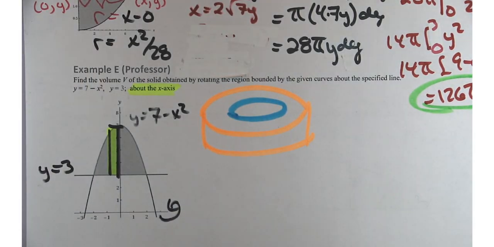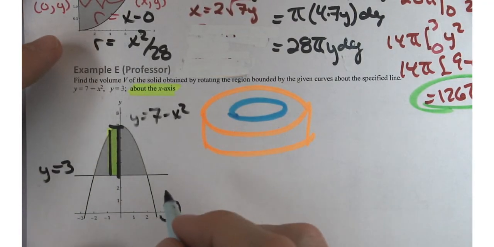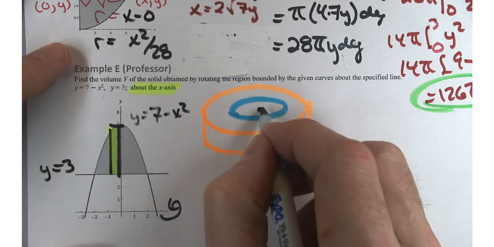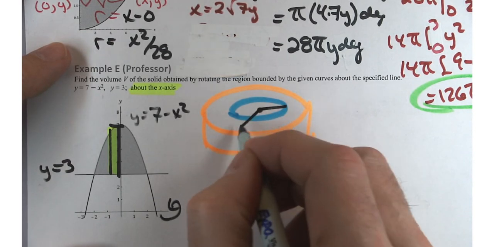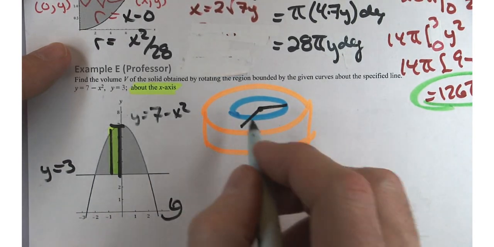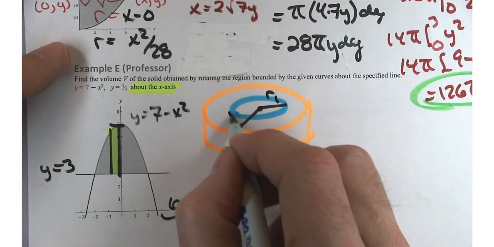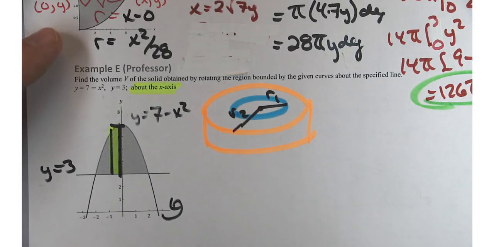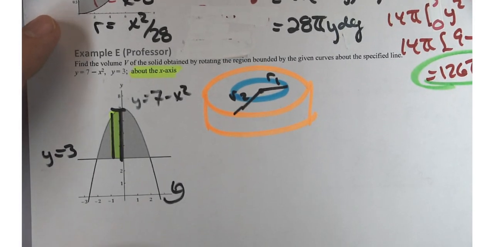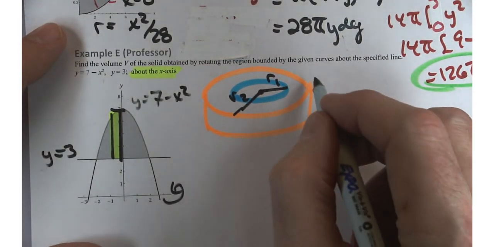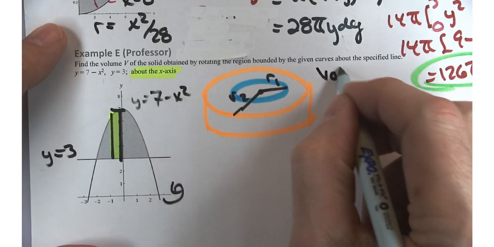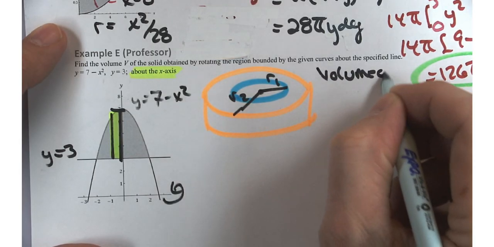All right, so now for that washer, we're going to have to deal with two different radii. You're going to have an outer radius and an inner radius. The inner radius I'm going to call R1, the outer radius you're going to call R2. So this is now a washer. I want to find the volume of one washer.